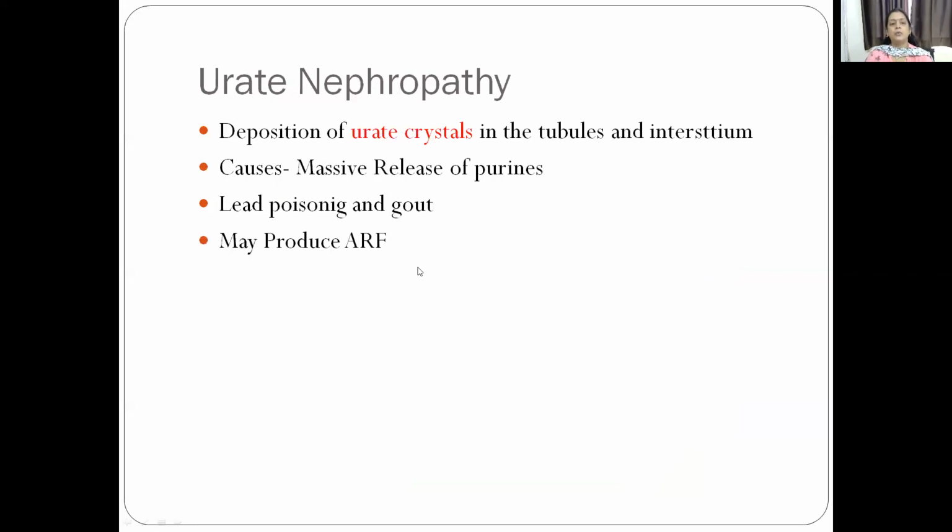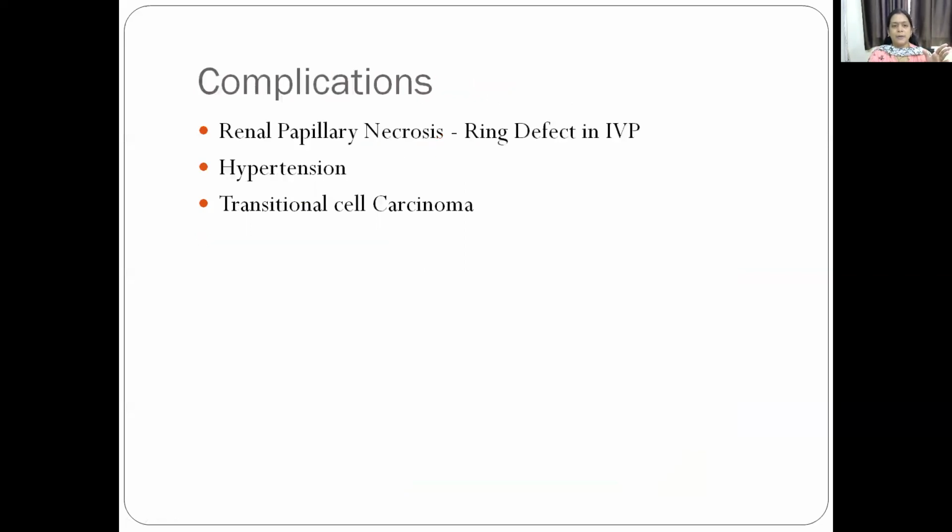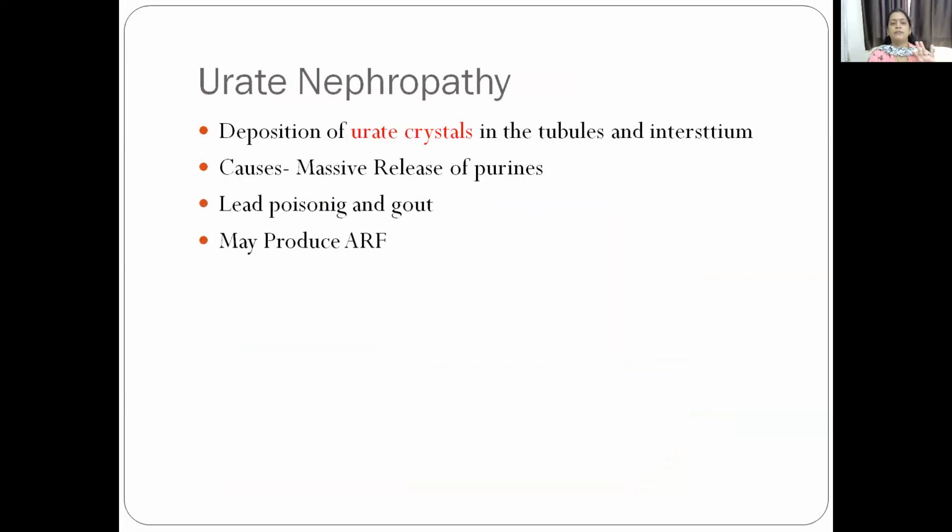So coming to the other one, we have seen acute and chronic nephropathy, then drug-induced nephropathy, then analgesic nephropathy. Now we are going to talk about urate nephropathy. Deposition of urate crystals in the tubules and interstitium. Okay, this is happening because of massive release of purines. The purine metabolism is getting disturbed, so because of that there will be deposition of urate crystals. This can be seen in lead poisoning and gout. It can cause acute renal failure.